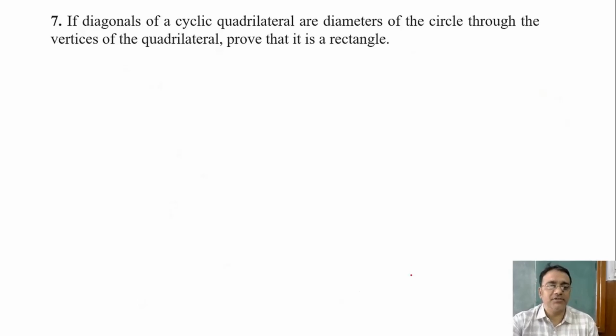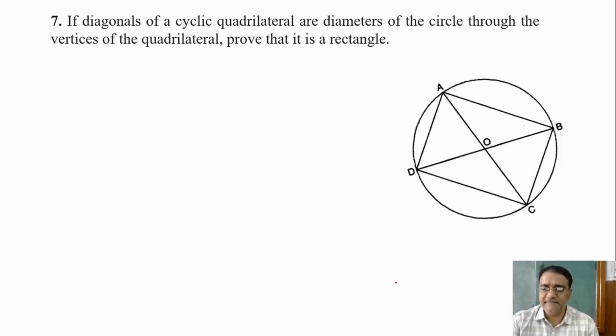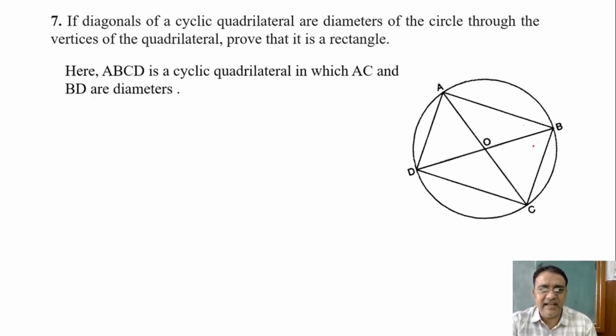Okay, now seventh question. If the diagonals of a cyclic quadrilateral are diameters of the circle through the vertices of the quadrilateral, prove that it is a rectangle. So this is the figure. What is given is that the diagonals of a cyclic quadrilateral are the diameters. So AC and BD are the diameters of the circle. So here ABCD is a cyclic quadrilateral in which AC and BD are the diameters.